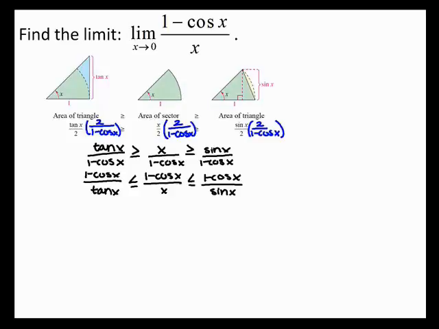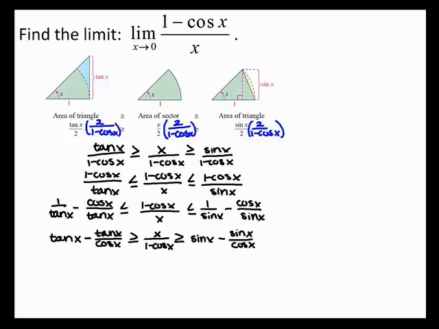Separate the fraction 1 minus the cosine of x divided by the tangent of x and 1 minus the cosine of x divided by the sine of x. Invert the inequality and remember to flip the inequality signs. Take the limit of the tangent of x minus the tangent of x divided by the cosine of x and the sine of x minus the sine of x divided by the cosine of x as x approaches 0. Invert the inequality. Remember to flip the inequality signs.